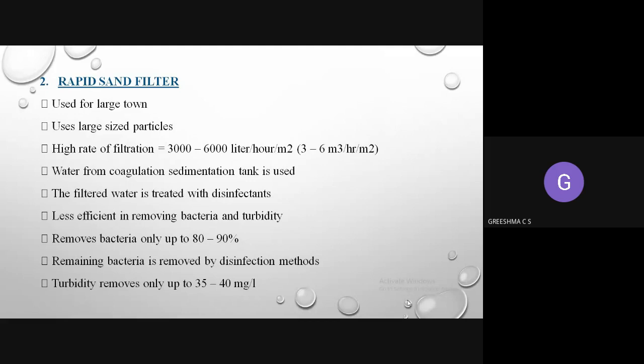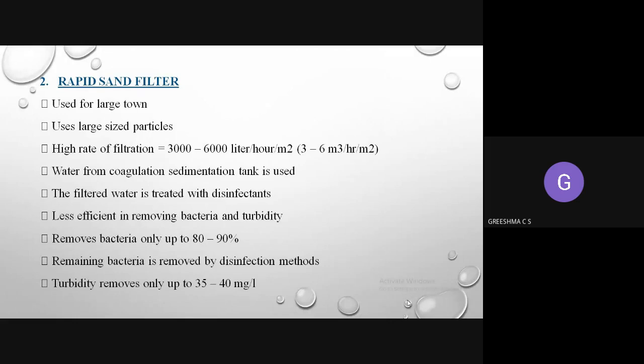And here the rate of filtration is very high. That means it is around 3000 to 6000 liters per hour per meter square. If you take it in meters, it will be 3 to 6 meter cube per hour per meter square. So this much filtration is being done here.